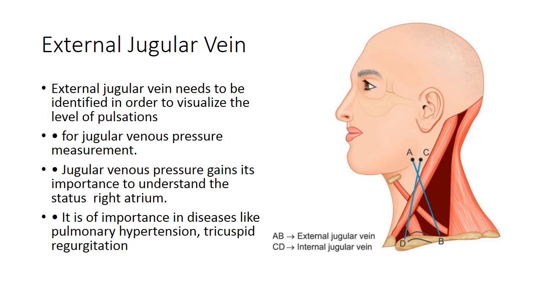Then we have the internal jugular vein. So this is the internal jugular vein: one point behind the angle of the mandible, then another point at the sternal end of the clavicle, and we just join these two points. So this is the surface marking for your internal jugular vein, right.